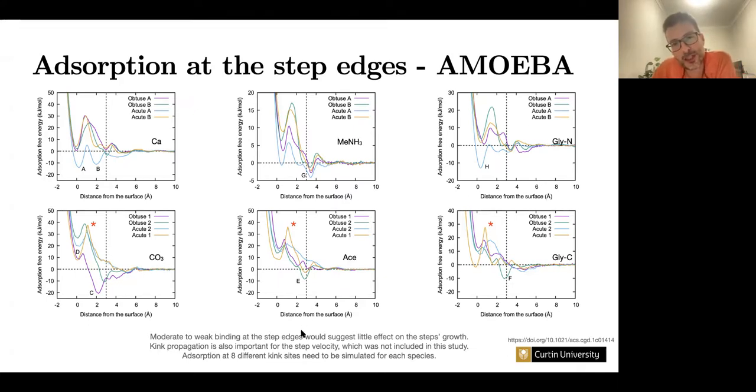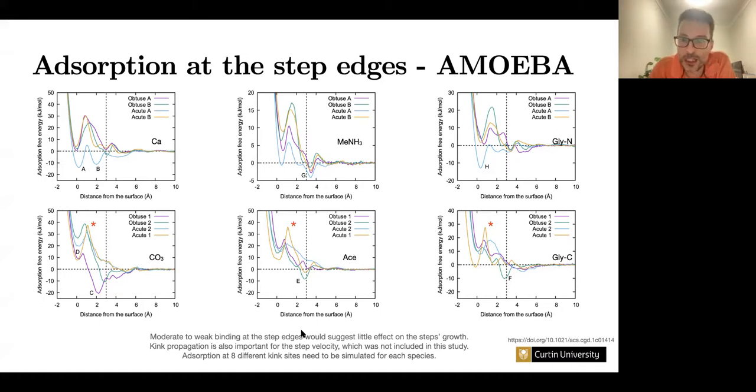So this would probably suggest to us that these molecules are not really affecting the growth of the steps of calcite, which is not consistent with the experiments, because it has been shown that these molecules actually have an effect as growth inhibitors or growth modifiers, and they will change the velocity of these steps.